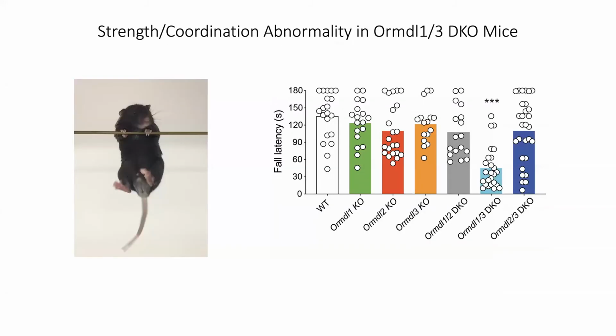To quantify some of the neurological aspects of the deficit, we did a wire hang test, which measures the strength and coordination of the mice. Basically, it's just hanging the mice from a wire coat hanger by their front limbs. And we found that of all the groups, again, the 1-3 double knockout mice performed the worst. They were different from all the others and showed a clear deficit.